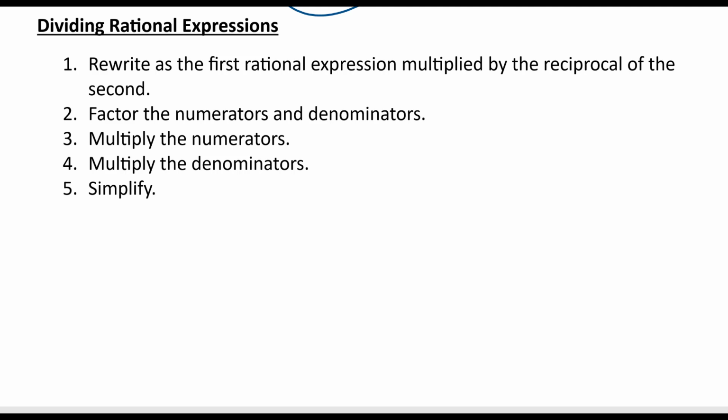Now let's talk about dividing rational expressions. Rewrite as the first rational expression multiplied by the reciprocal of the second. When you divide fractions, you multiply by the reciprocal of the second, you flip it and multiply. So that's what you're going to do here. Then factor the numerator and denominator just like we did with multiplying them. Multiply the numerators, multiply the denominators, and simplify.